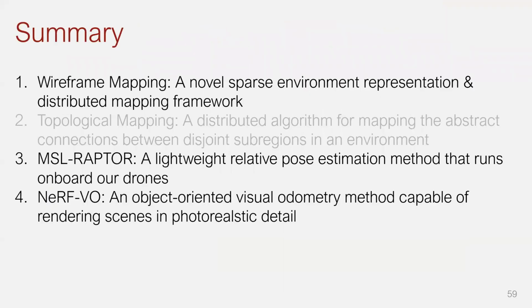And so just to wrap up everything I've talked about today so far, I started with wireframe mapping, which was a novel sparse map representation, along with a distributed framework for creating this map. I skipped topological mapping and went into MSL-RAPTOR, which enabled our hardware in the lab to track other objects in the scene. And lastly, I talked about NeRF VO, which is this object-oriented visual odometry method that produces an output where you can then render the scene in photorealistic detail.